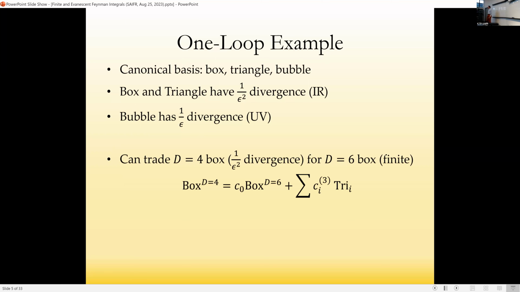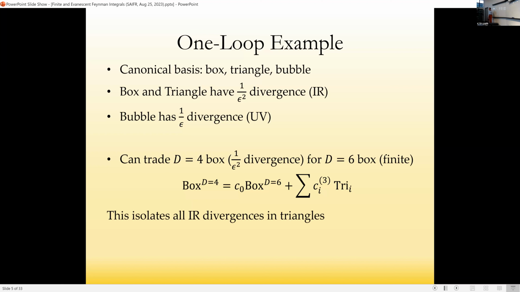Now we can imagine treating the four-dimensional box, which is a 4 minus 2 epsilon dimensional box with a 1/ε² divergence, as a D equals 6 box, and that's a finite object. It is of sufficiently low dimension to not have UV singularities. In general, at least in Yang-Mills, there are not going to be IR divergences in six dimensions. And you can write down a standard reduction equation that writes the four-dimensional box in terms of the six-dimensional one and a bunch of triangles. So when you do that, all the IR divergences get isolated in triangles.